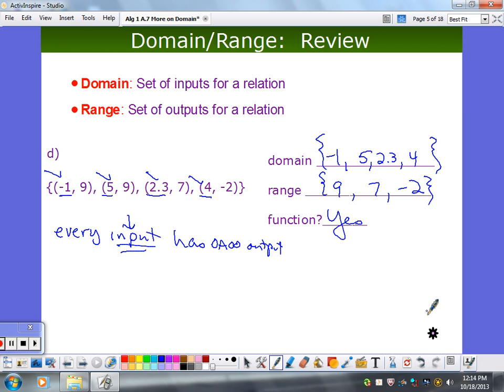You only need to tell me one time. I heard you the first time, right? 9's an output. Got it. I don't need to hear it again. I know that. Okay? So, great. So when we have a very discrete set of points, a finite set of points, it's pretty easy to figure out what the domain is.